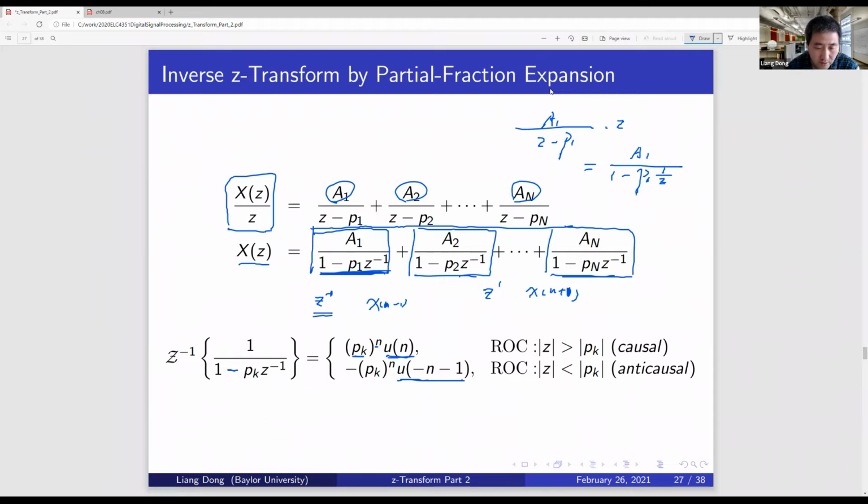We also have this p sub k, the pole, to the power n, but remember we put a negative sign here. Now let's just look at the causal signal. If it's causal, this translates to p k to the power n. That's it, right? It's very simple. If it's causal, this unit step function just emphasizes causality, so when n is less than 0, everything is 0. What is this in the time domain? This guy.